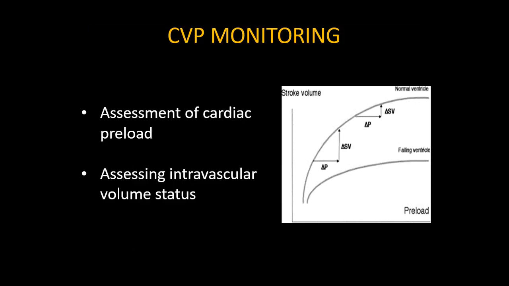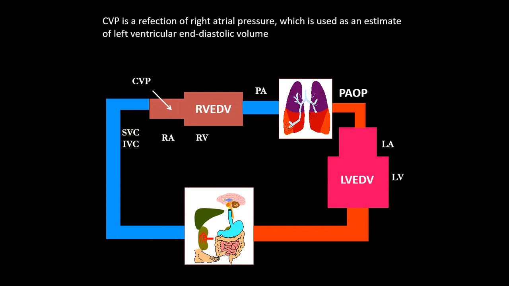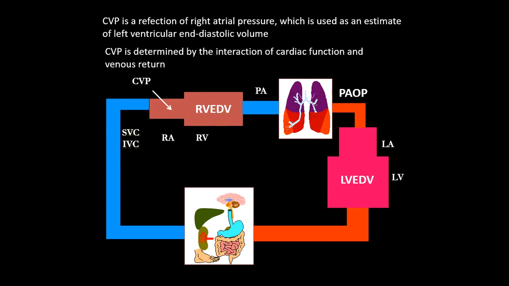Coming to CVP, monitoring was used to assess the cardiac preload and the intravascular volume status. So CVP is not so easy. CVP is a reflection of right atrial pressure, which is used as an estimate of left ventricular end diastolic volume. Can you imagine putting a CVP catheter here at the right atrium? We are trying to measure the pressure here. Is it possible? Looks difficult. It's based on certain assumptions. We will discuss that. CVP is determined by the interaction of cardiac function and venous return.